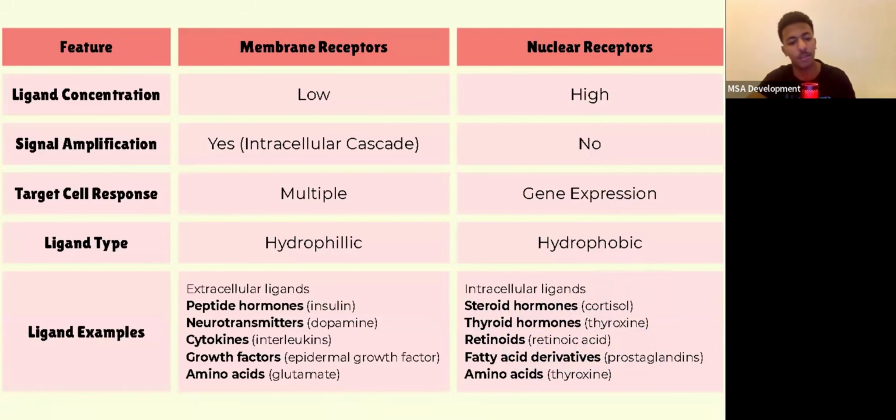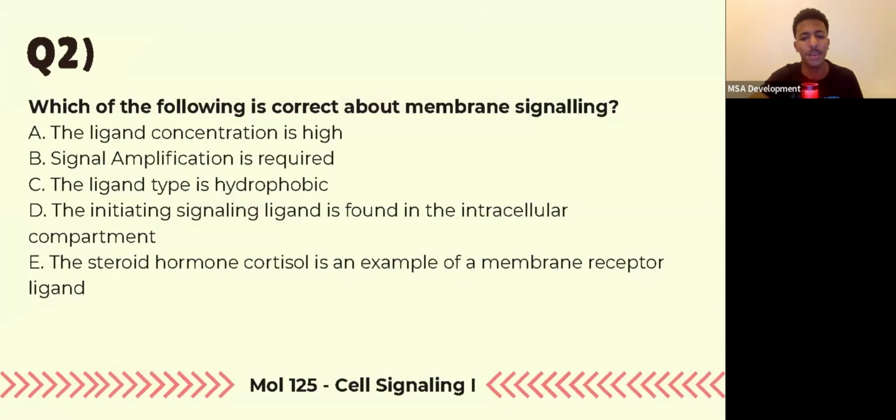Honestly, you just have to memorize it. I can't do much here. So let's solve the question. Which of the following is correct about membrane signaling? A, the ligand concentration is high, is incorrect because we said for membrane signaling the ligand concentration is low.